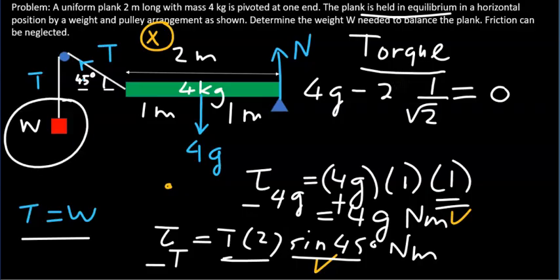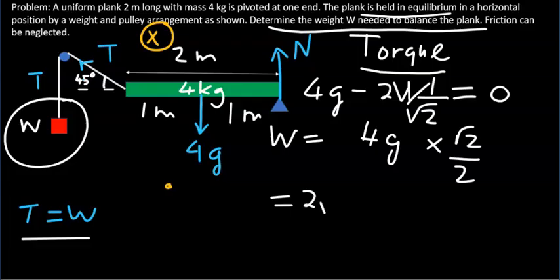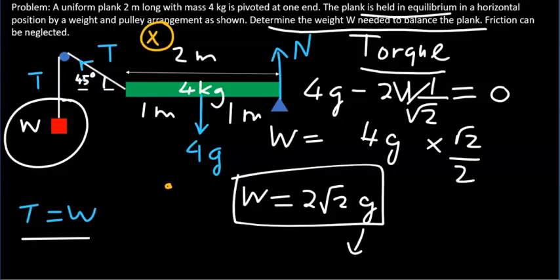So we can simply substitute that T as the weight, and from this equation the weight can be determined, which is what we want to determine. Determine the weight needed to balance the plank. Solving for W, we get 4G times square root 2 over 2, which is quite simply 2 times square root 2 times G. G is 9.81 meters per second squared. And that solves the problem.